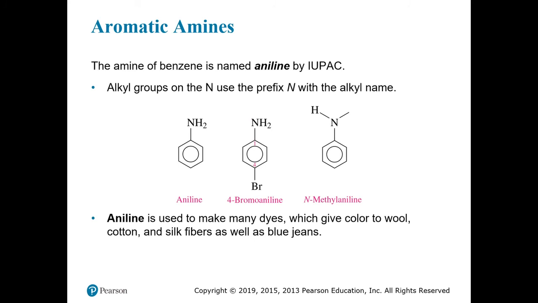We can also have aromatic amines. The fundamental or most basic aromatic amine is called aniline, which we've seen before, but you can also name derivatives of aniline. So if you have a bromine group here, this would be 4-bromoaniline. This is very similar to the other naming conventions we've come across.